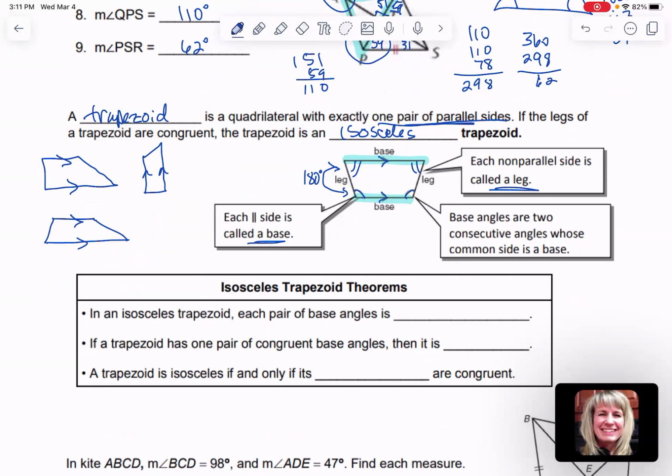In an isosceles trapezoid, each pair of base angles is congruent. If a trapezoid has one pair of congruent base angles, then it is isosceles. I don't know why we have this written so many times, but we do. A trapezoid is isosceles if and only if its base angles are congruent.